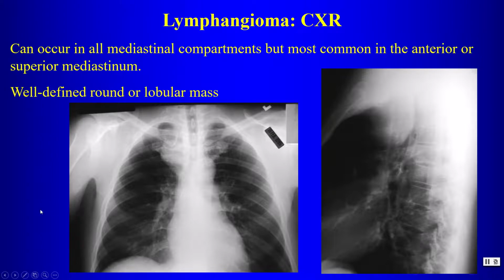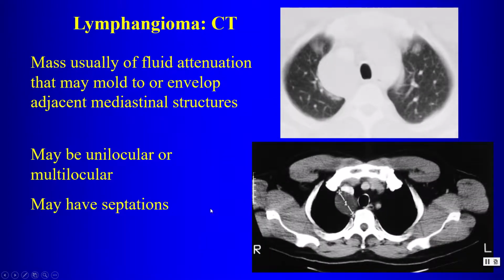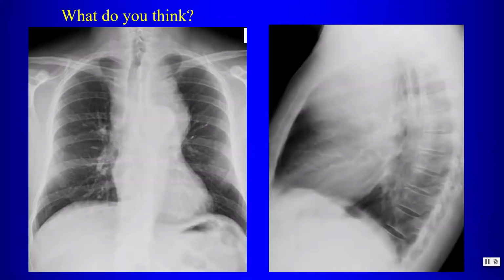here, extending downward. And the clue is that they are fluid attenuation, and you may have septations there within the lesion. They may be unilocular or multilocular, but the septations are a clue that you're dealing with a lymphangioma. So septated mass near the thoracic inlet with fluid attenuation.